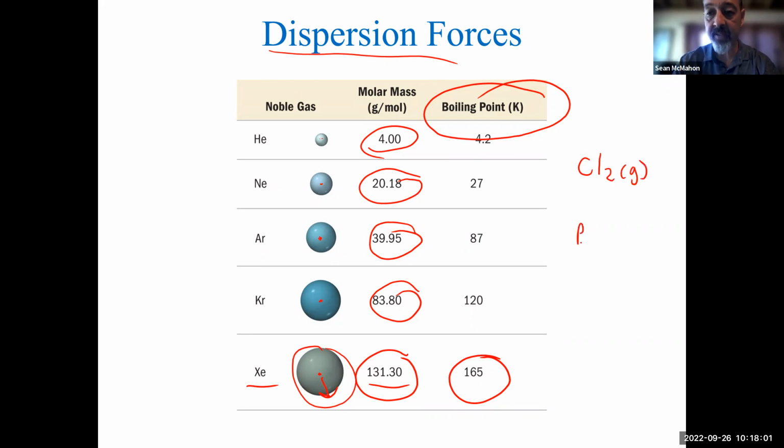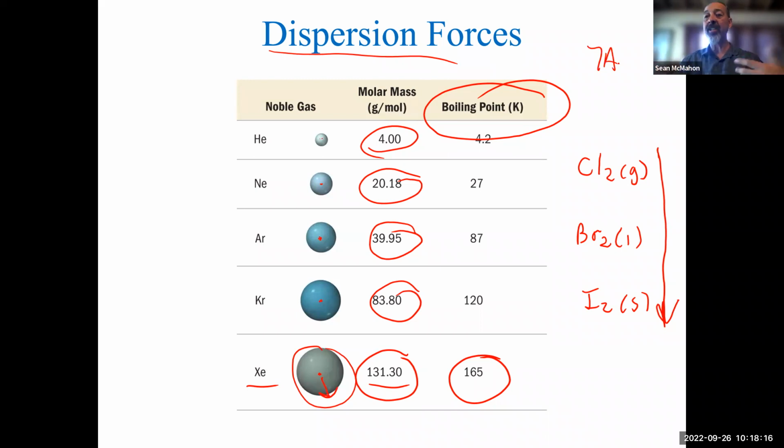Chlorine is a gas. Bromine is a liquid. Iodine is a solid. Why is that? As I go down the periodic table in group 7A, molar mass increases. So if molar mass increases, that means that the electrons are further away.